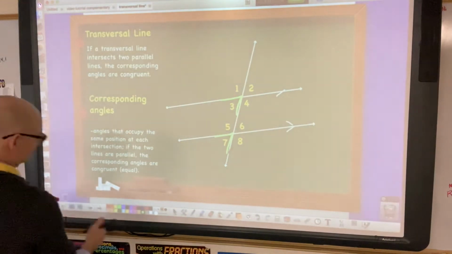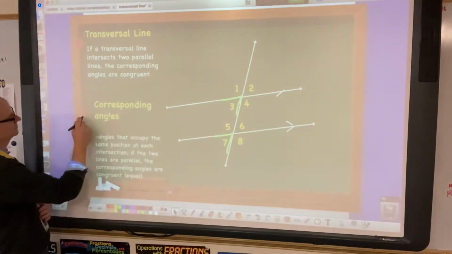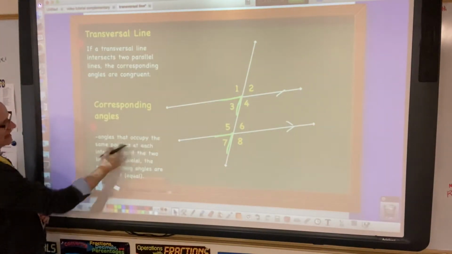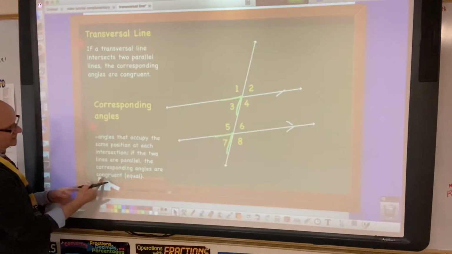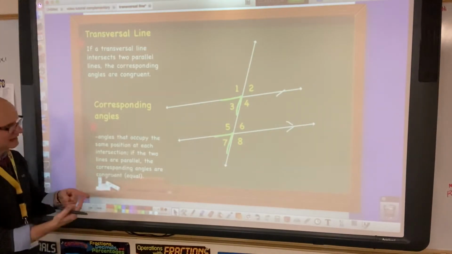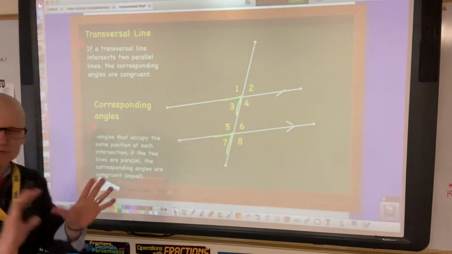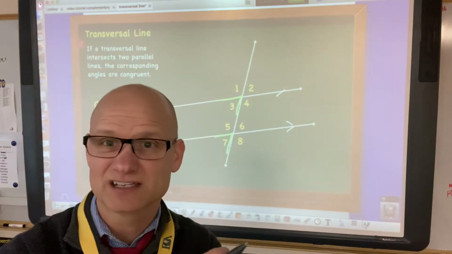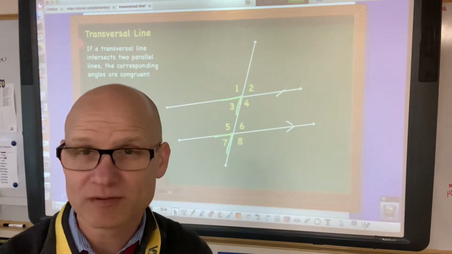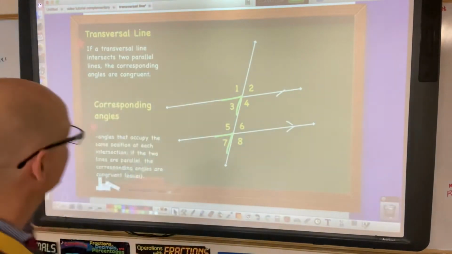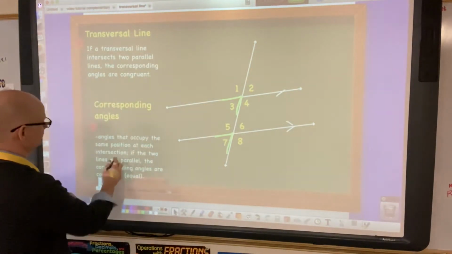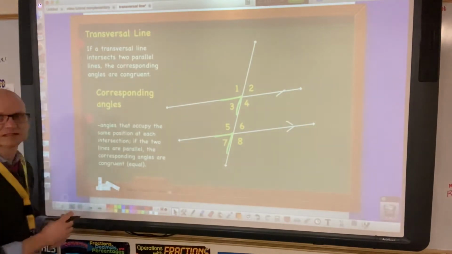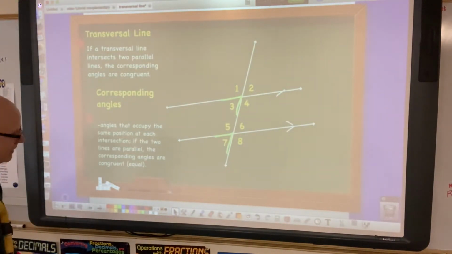So I also have this here. If you can see this, there's a little star. So it says angles that occupy the same position at each intersection. If the two lines are parallel, the corresponding angles are equal. So you can write that if you want to, or just say when you have a transversal line and they intersect at two parallel lines, the corresponding angles are congruent. Okay, press pause if you need to. All right, I'm moving on.